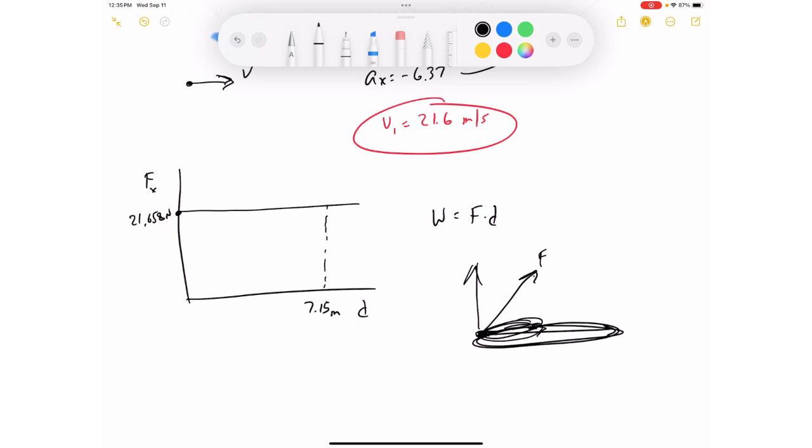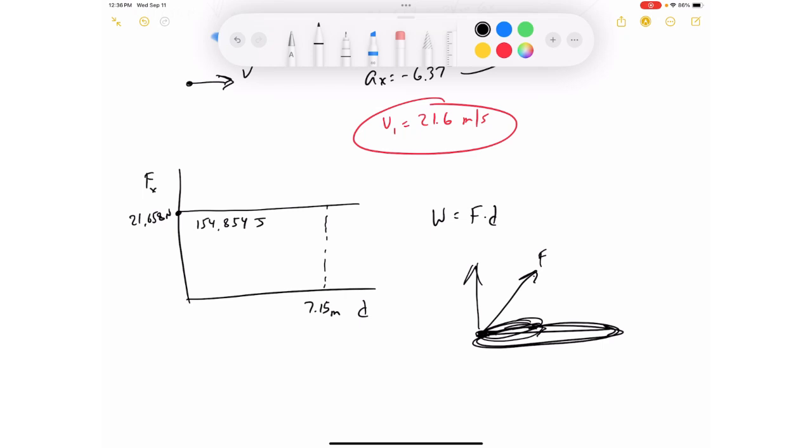So in this case you are just multiplying. If I say 21,658 times 7.15, I can find the area under this rectangle, which is 854 and this is joules. Remember, work is like energy. It takes energy to do work. Or put another way, work is just transferring energy from one form to another. So to go from kinetic to potential, or potential to chemical, or chemical to nuclear, or whatever, if you're moving energies around, that's what work is doing. Work is just moving energies around.